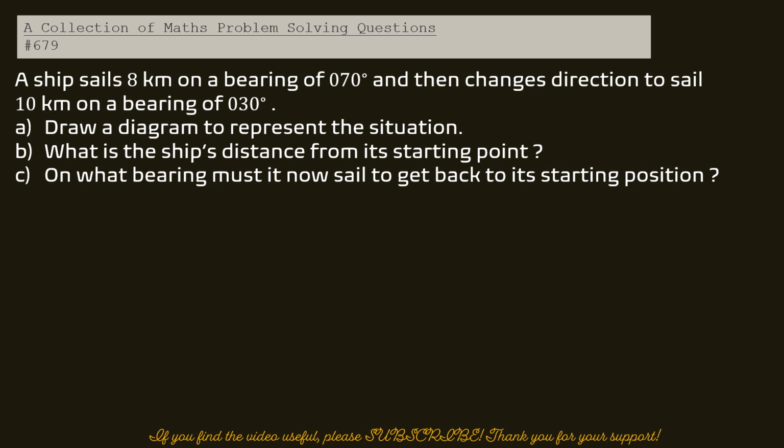So what I can do is, well, let me say the ship is here. It's starting from here, and then there is a bearing, so I have to draw a north line. So this is the north, and the ship is at a bearing of 70 degrees. So then this is 70 degrees, and then it goes 8 kilometers. So this is 8 kilometers, it waits here, and then it changes direction.